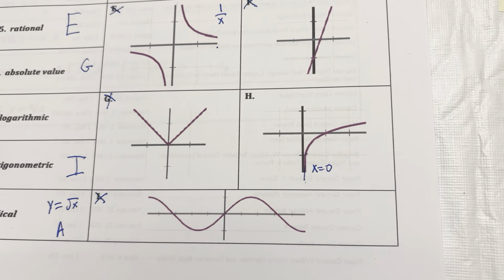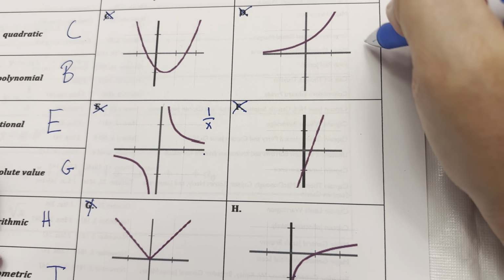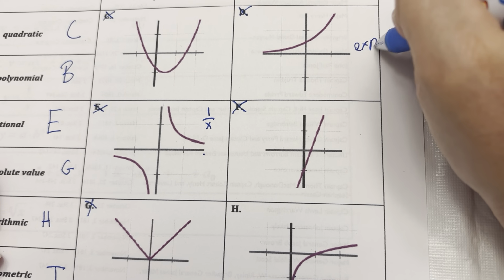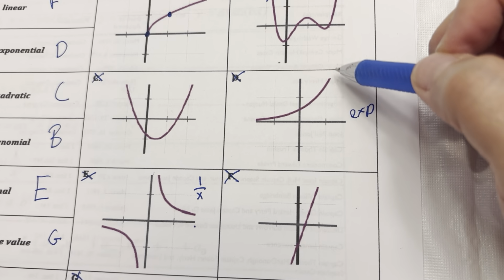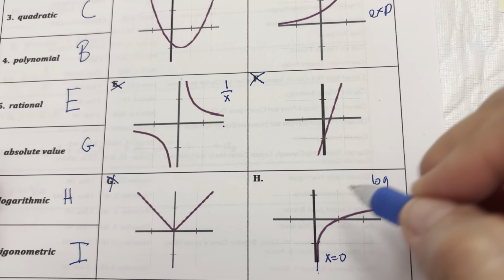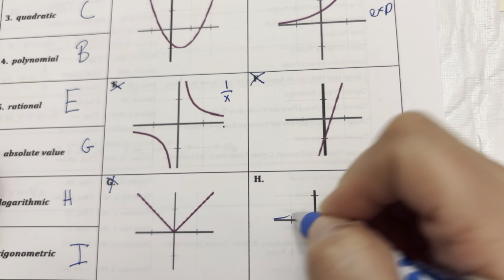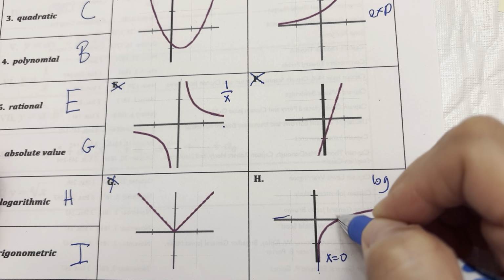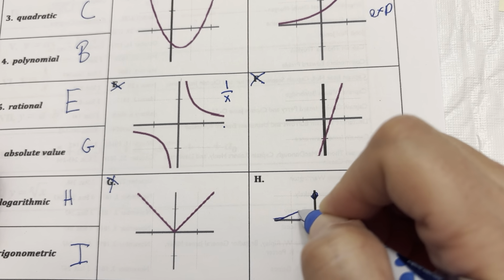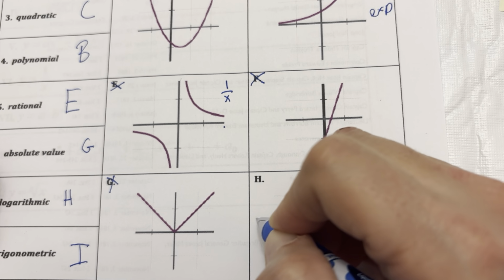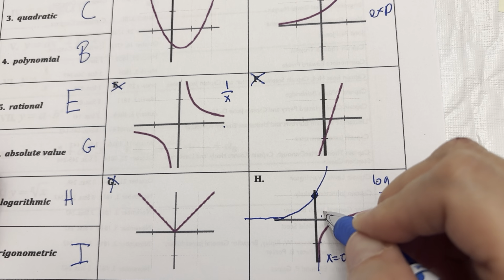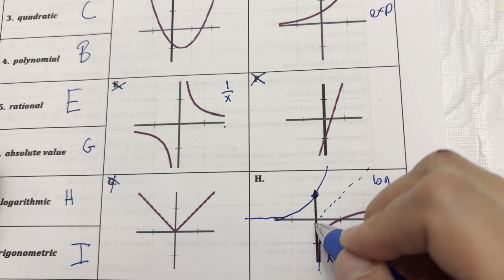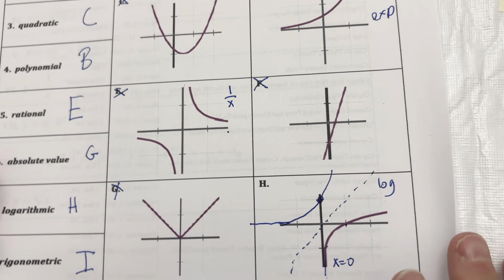As a reminder, logarithms and exponentials are inverse functions. If I recopy graph D onto graph H, I do see that the point (1, 0) becomes (0, 1). The graph curves up like this, and the asymptote comes down. They do look like they are reflected over the line y equals x. They are inverse functions, and graph H is the logarithmic function.